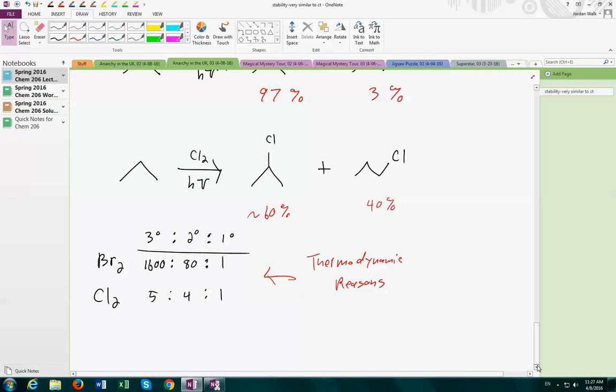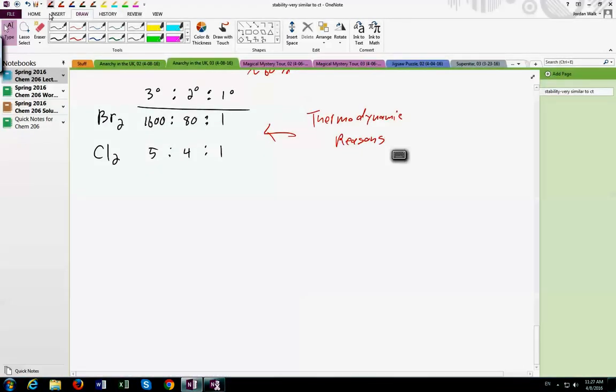So in addition to regioselectivity, we should consider the stereoselectivity of these reactions. And so when we started talking about radicals, when we considered stereoselectivity.